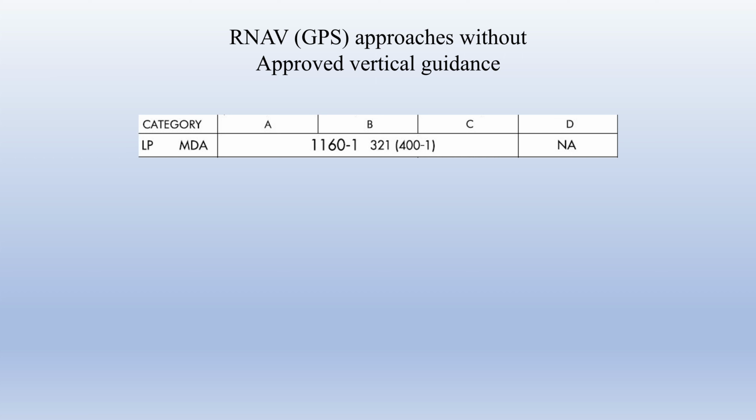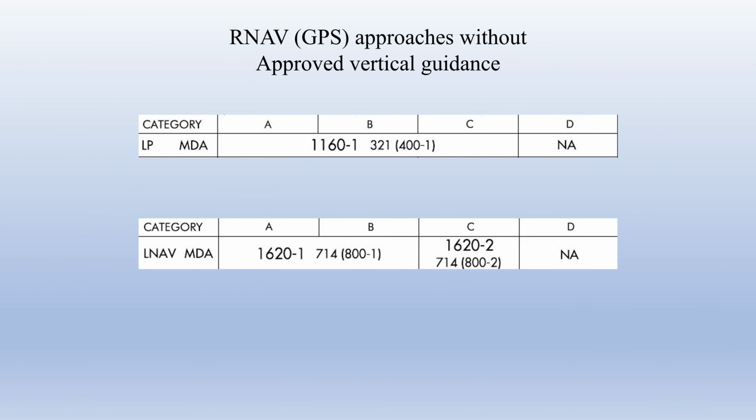But there are some types of GPS approaches that are designed without approved vertical guidance. These include LP approaches, where the lateral course narrows like a localizer, and LNAV approaches, where the course remains at a constant 0.3 nautical miles wide from the final approach fix to the missed approach point.